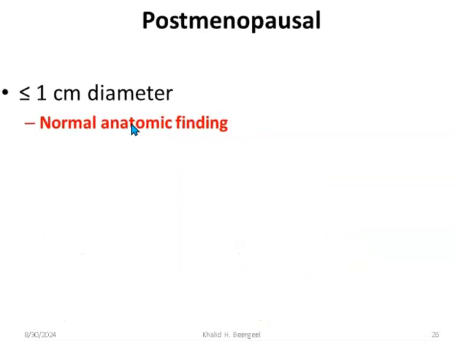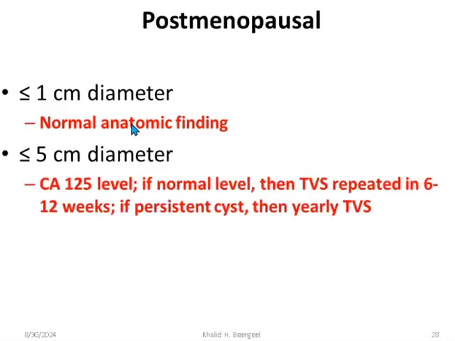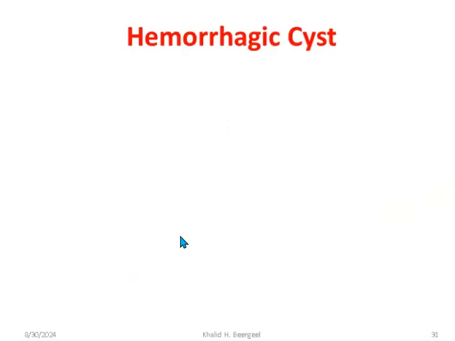If it's postmenopausal age, less than 1 centimeter in diameter is a normal anatomic finding. Less than 5, you will do CA125, while in premenopausal, less than 5, you are not doing anything. But in postmenopause, around 5 or equal to 5 centimeters, you will do CA125. If it's normal, then you will repeat the transvaginal sonography 6 to 12 weeks later. If it persists, then you will repeat the ultrasound yearly. If it's more than 7 centimeters in diameter, you need MRI and surgical evaluation.